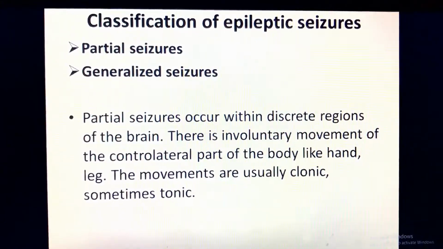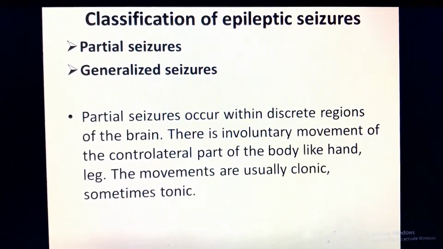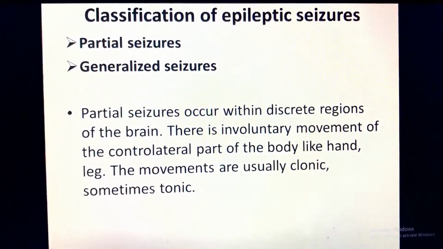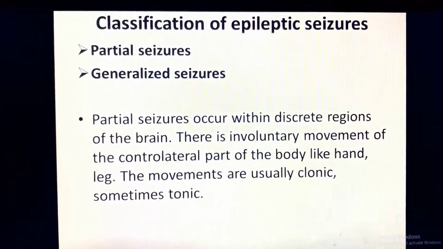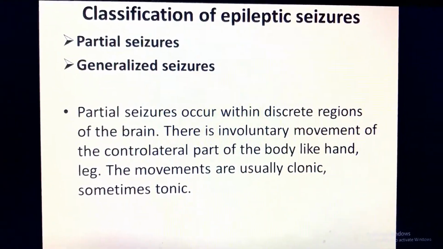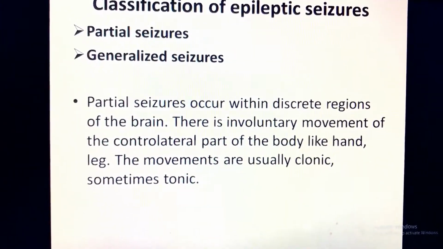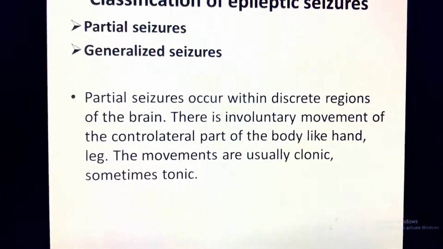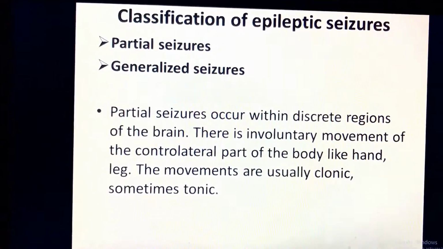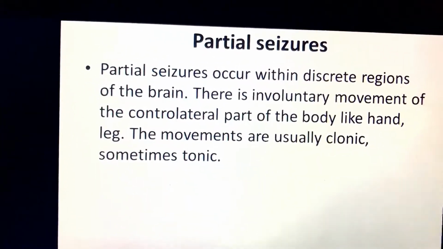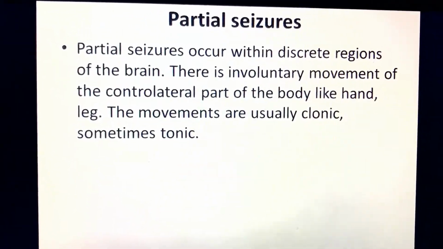These are called partial seizures. They occur within a discrete region of the brain. There is involuntary movement of the contralateral part of the body, like the hands and legs. The movements are usually clonic, sometimes tonic. When we say the contralateral part of the body, we understand the hands and legs. The partial seizure occurs within a discrete region of the brain. Okay, this is a repetition, of course.